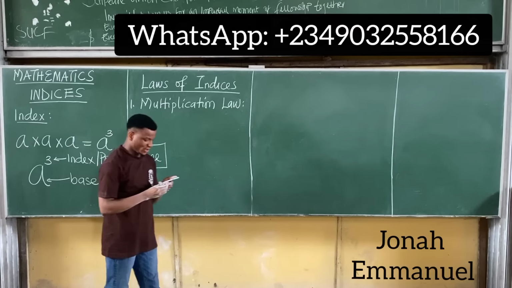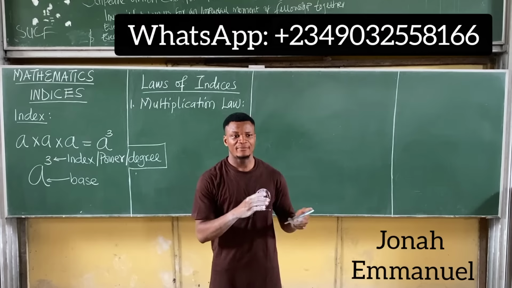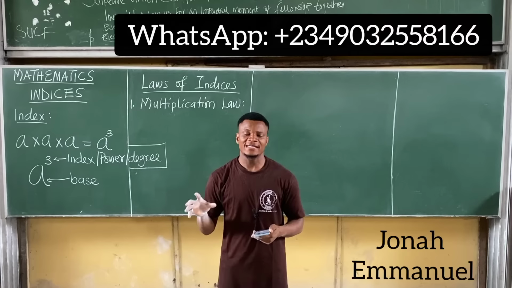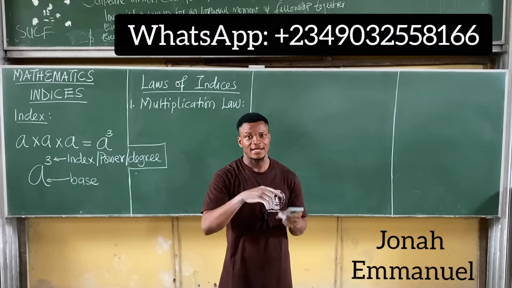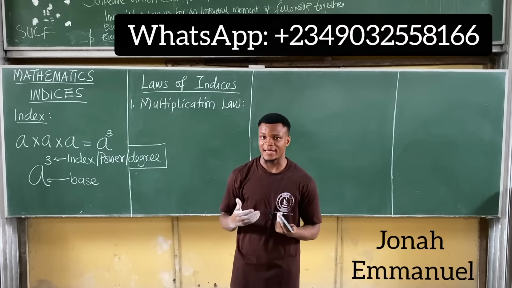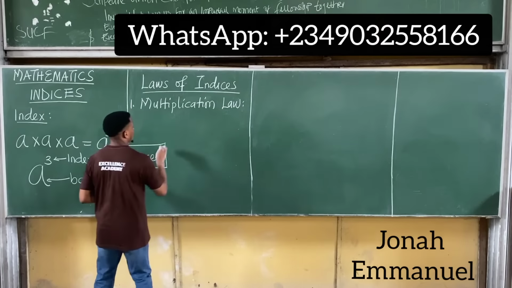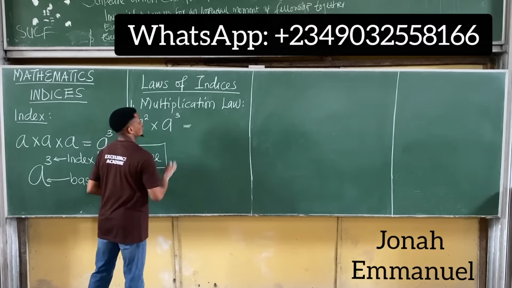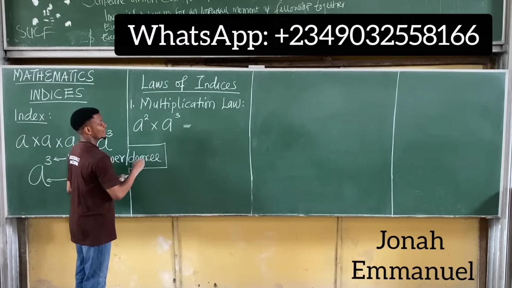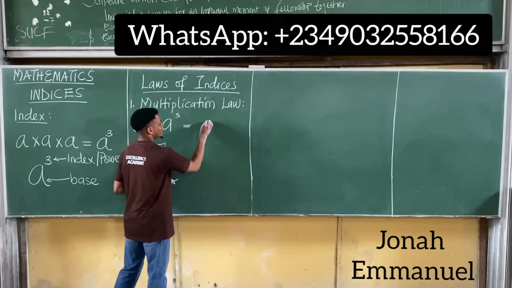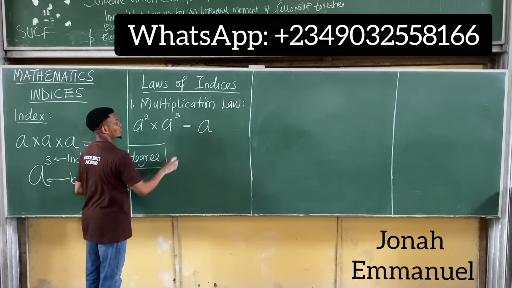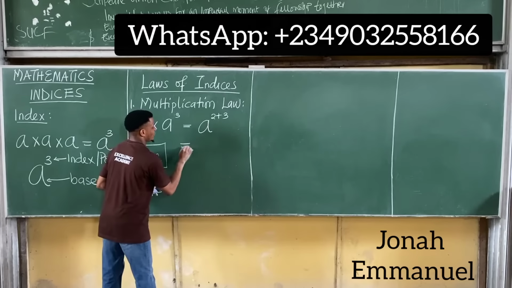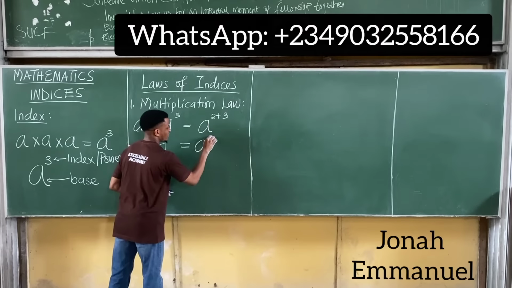For the multiplication law, the idea is simple: if I multiply the same base several times such that they have different indices, my final answer will be to just sum the indices. What do I mean? Let's say I have A to the power 2 multiplying A to the power 3. The same base is multiplying, so it stays that base, and my index becomes the sum of the powers, 2 plus 3, which is equal to A to the power 5.